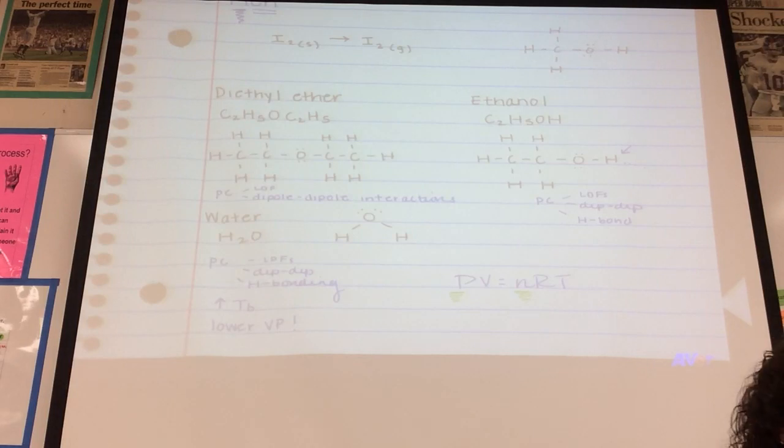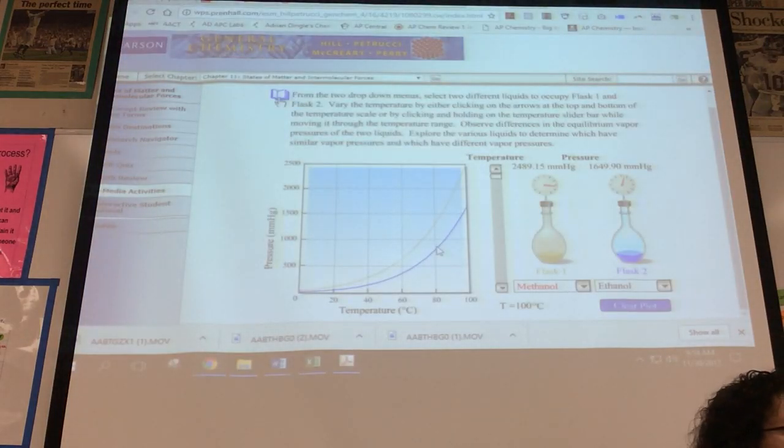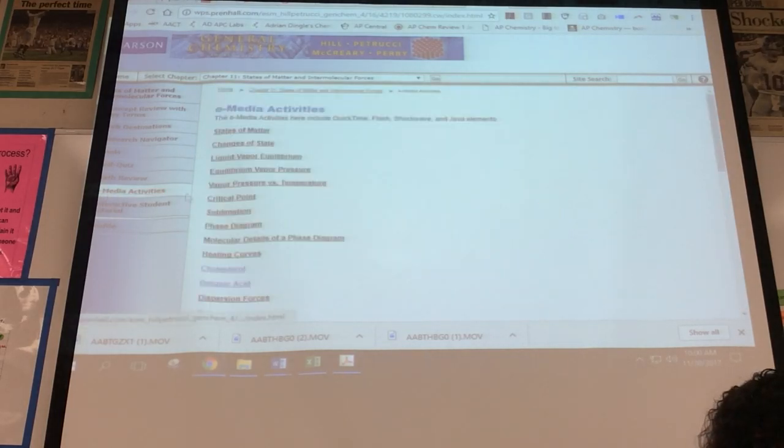The other one has weaker IMFs, and that's what you can see here. So if you look, for example, at 60 degrees Celsius, you can see that methanol is going to have a higher vapor pressure.